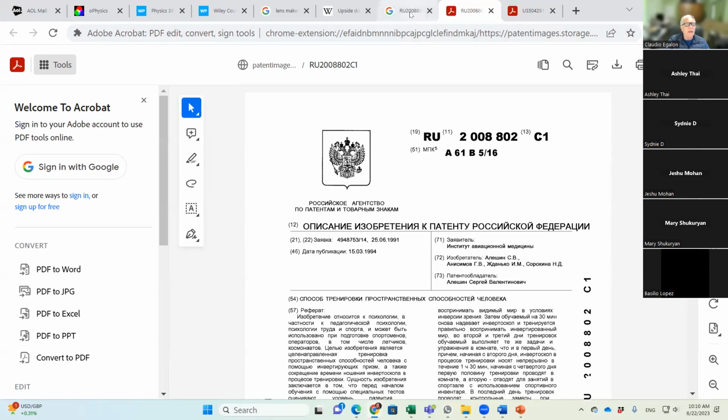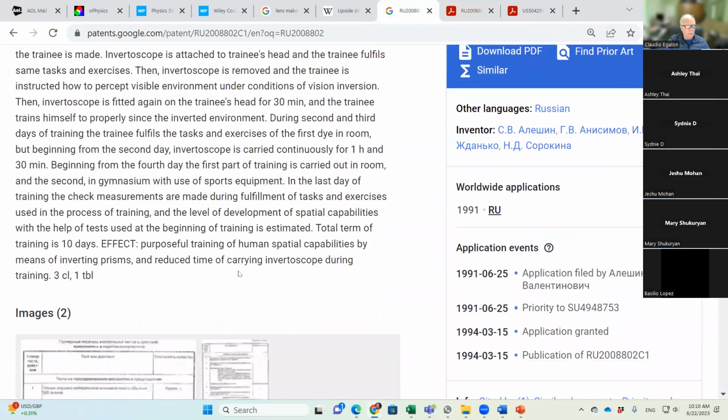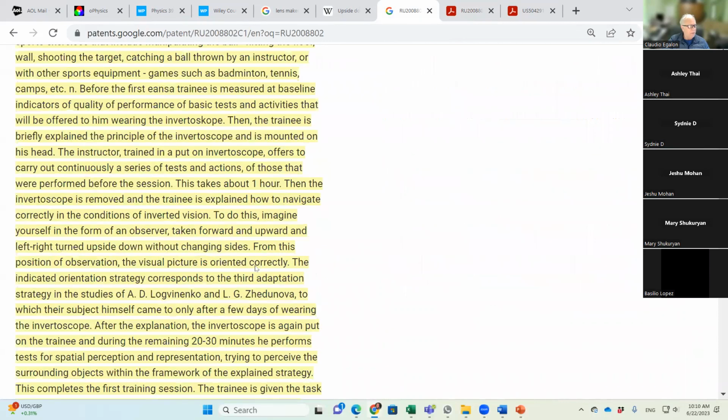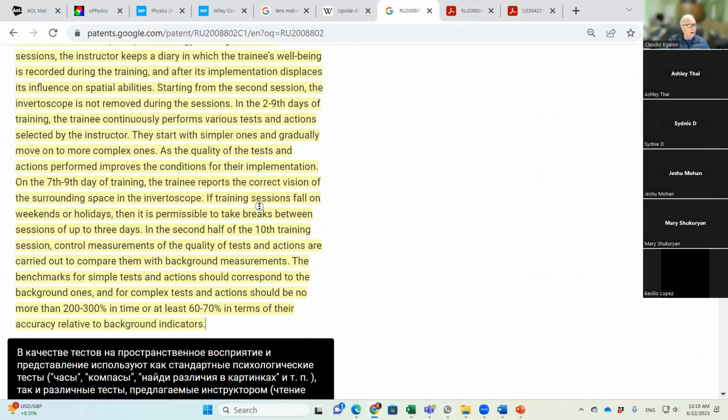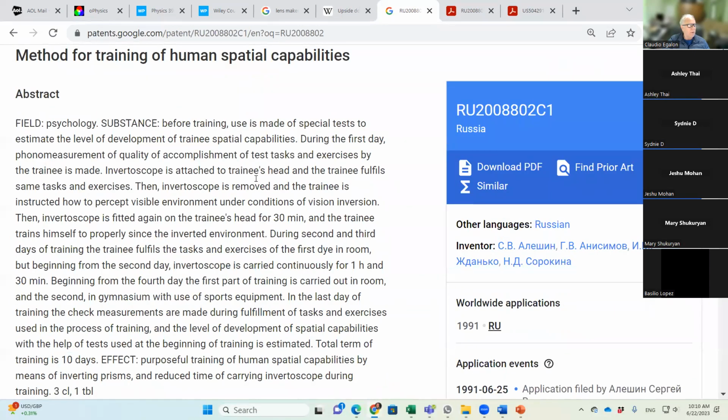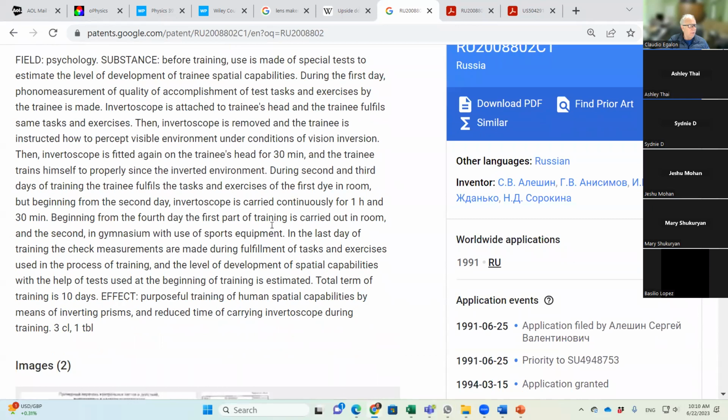Huh. That's disappointing. But here's the translation of the whole patent. Okay. I have to look carefully, Raymond, at what the characteristics of the lens are, but from what I remember, it's just a single lens that inverts the image in your eye. Okay.